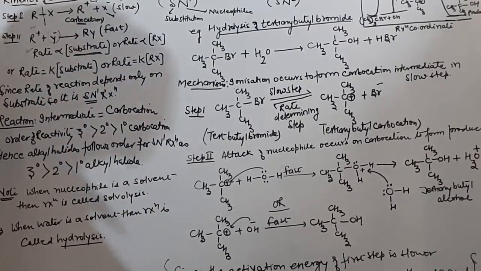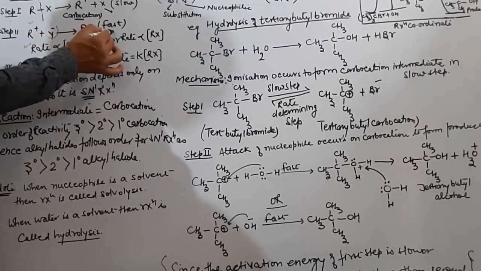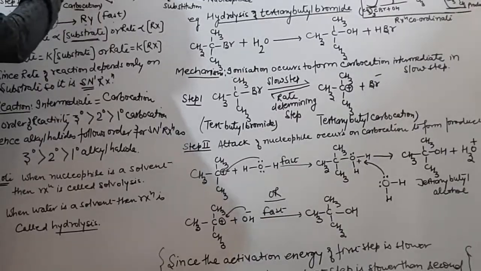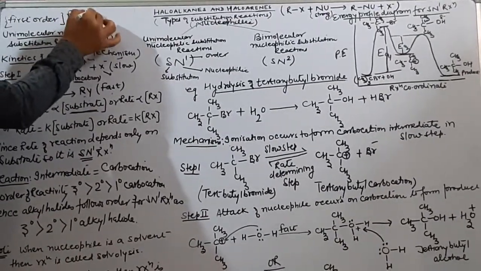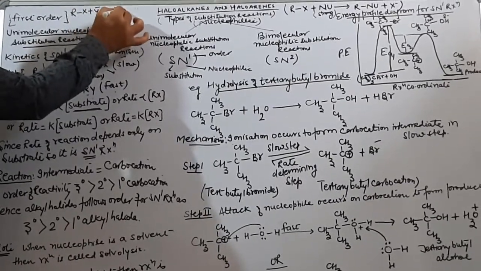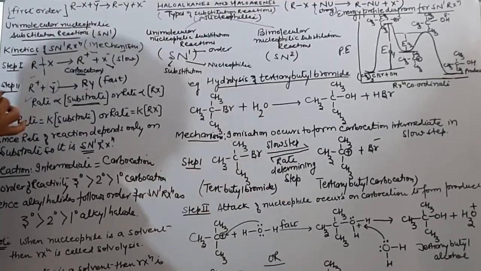Now in the second step, this carbocation so formed will be attacked by a nucleophile. Let this nucleophile be Y over here. So what will happen? It will result in the formation of RY, that is a substituted product. So what are we discussing? This is RX. It is being attacked by the nucleophile Y negative. It results in the formation of RY, and X negative will be given out over here.